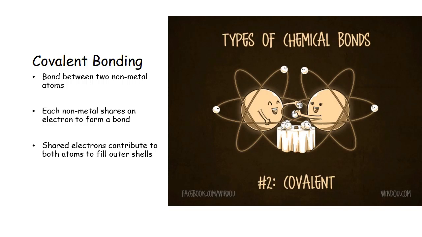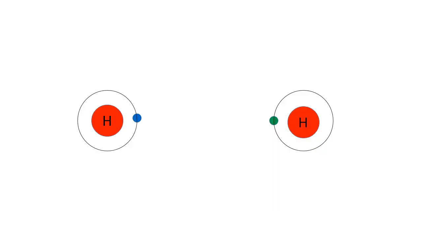Any electrons that are shared contribute to both atoms when it comes to filling their outer shell. So if you come to counting electrons for the outer shell of a covalent bond, which you won't have to do this year, probably next year, you'll find that they count for both, and so they're shared and form a nice strong bond.